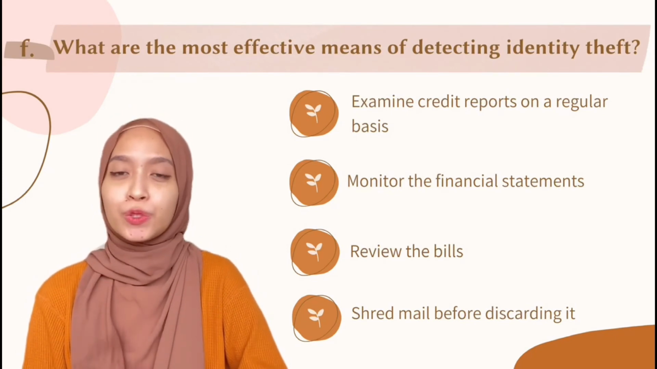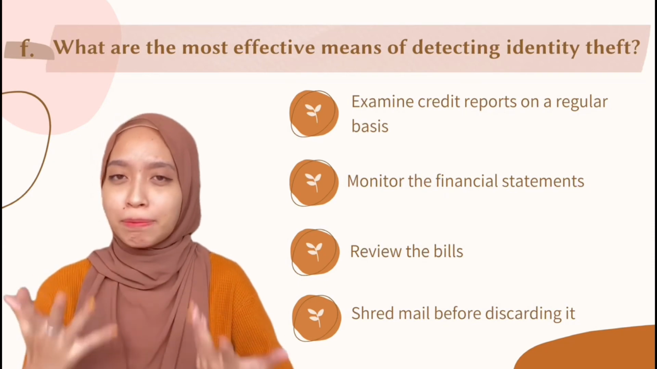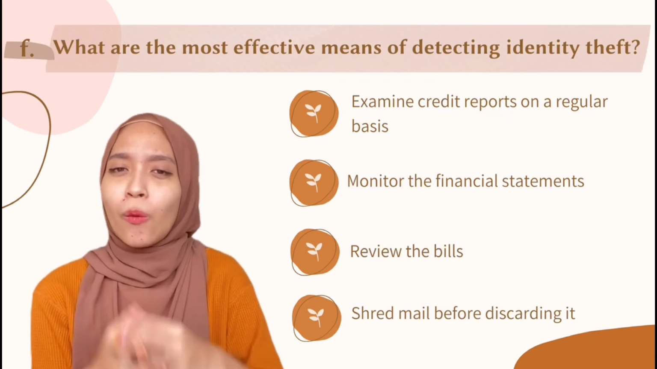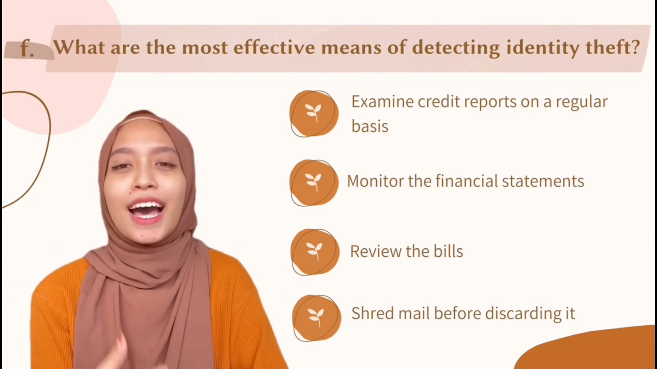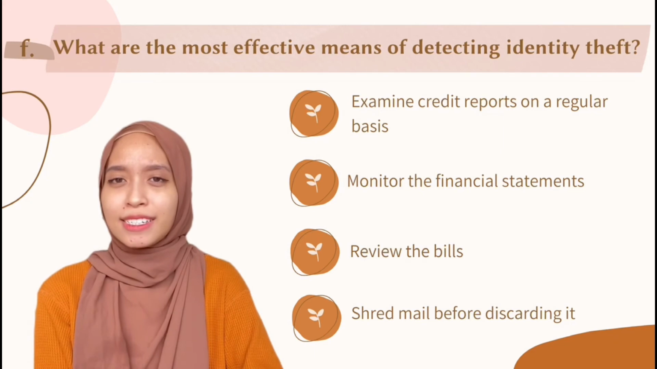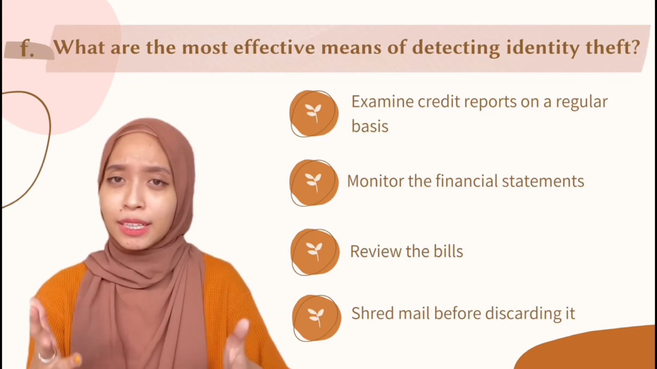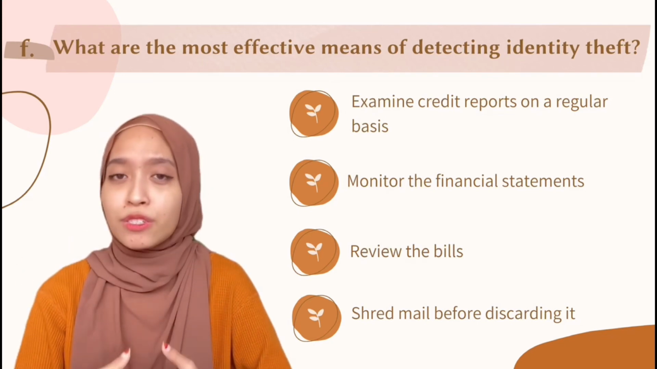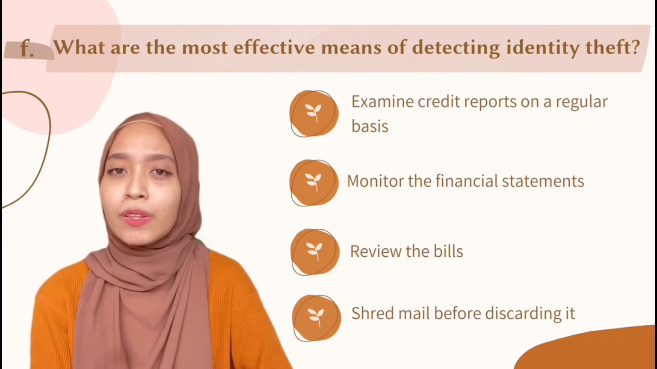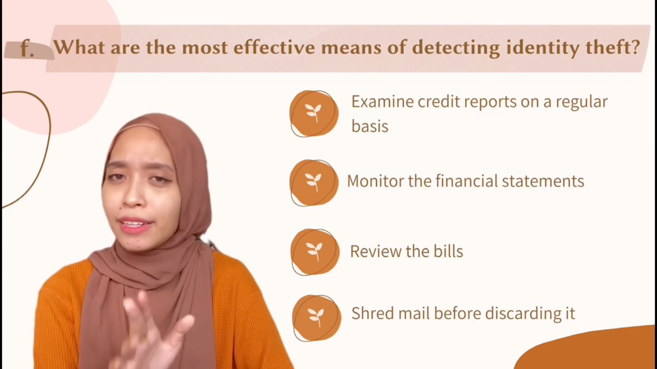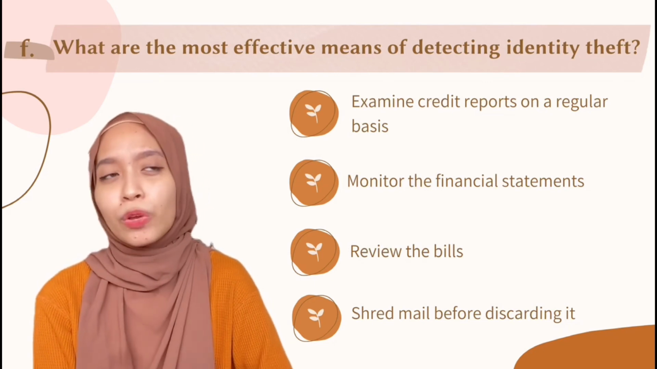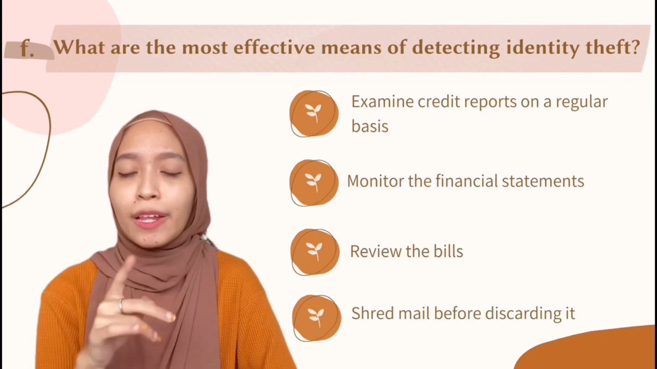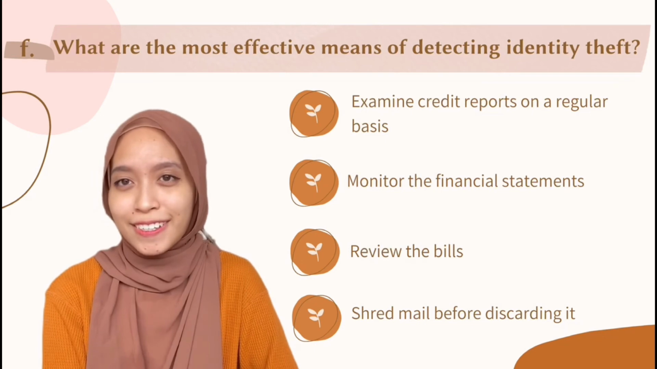So now I would like to continue to the next question, which is about what are the most effective means of detecting identity theft. First of all, what is identity theft? Identity theft is assuming someone's identity, usually for economic gain, by illegally obtaining and using confidential information such as our name and address, social security number, or a bank account or credit card number. They could use them to buy things with our credit cards, steal the tax refund, get a new credit card by using our name, and also pretend to be us if they are arrested.